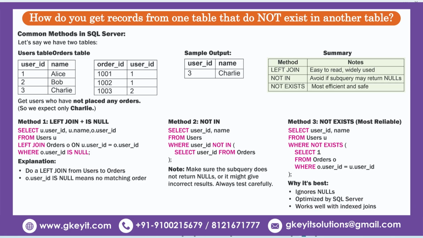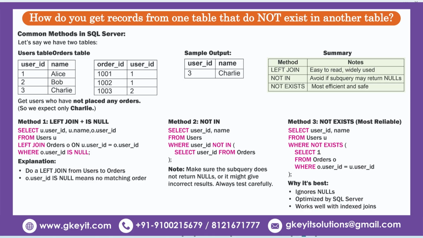The second method is called not in. There's a query for this. Select user ID, name from users where user ID not in, select user ID from orders. Here it is selecting all the user IDs from orders, and we are making it not in for the main query. There is a note for the subquery: make sure the subquery doesn't return null values. If it returns any null values, it might give incorrect results, so always test carefully. If the subquery has null problems, then it is better to go for not exists functionality.